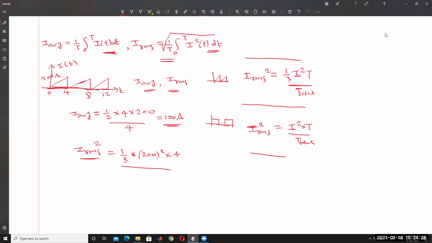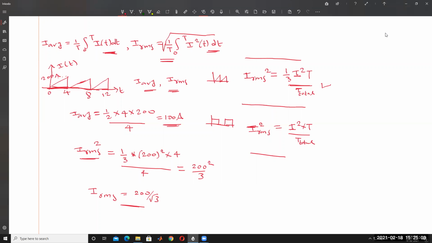So for this triangular waveform, I squared RMS is equal to 1 by 3 into 200 squared into the time period 4, divided by the total time period 0 to 4. So this is the time period, and then 200 squared divided by 3. Then I RMS is equal to 200 divided by root 3. Am I right, for this triangular waveform? By using this formula, we will easily get the I RMS values.